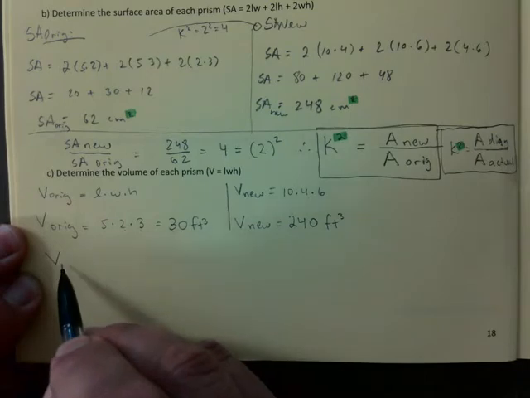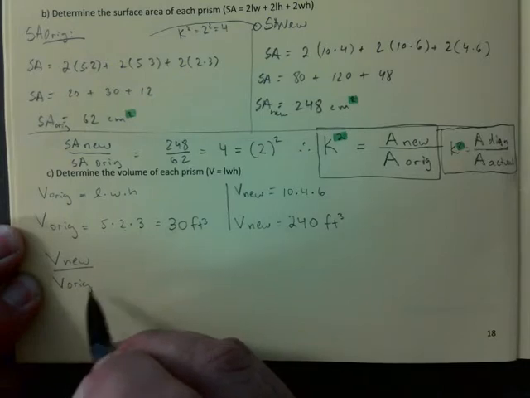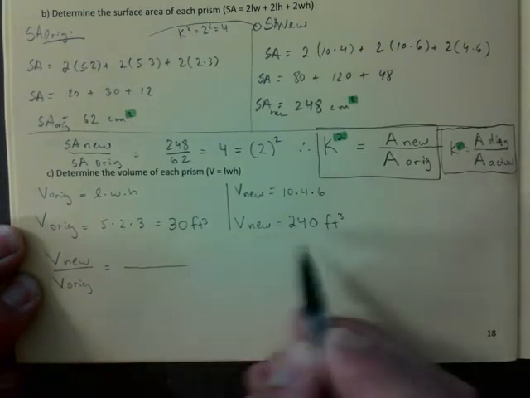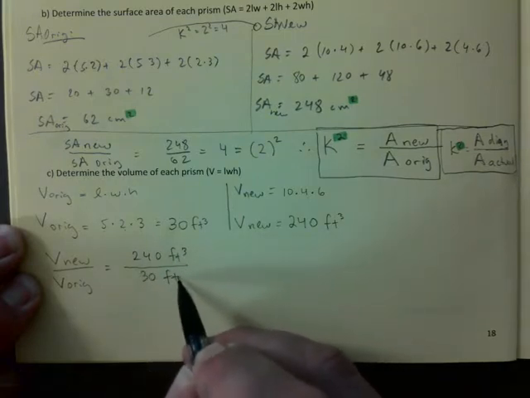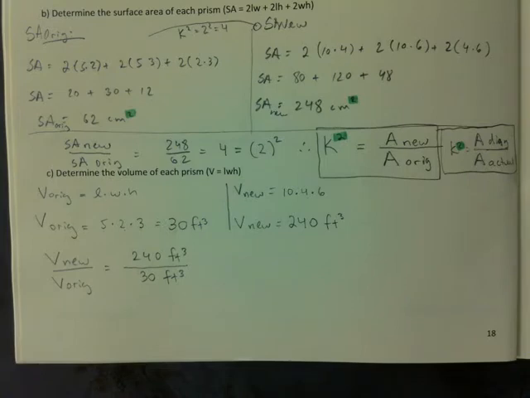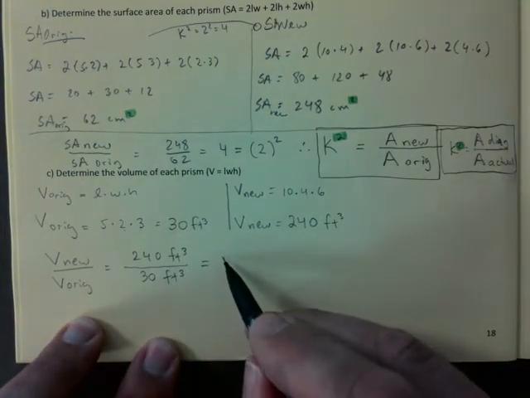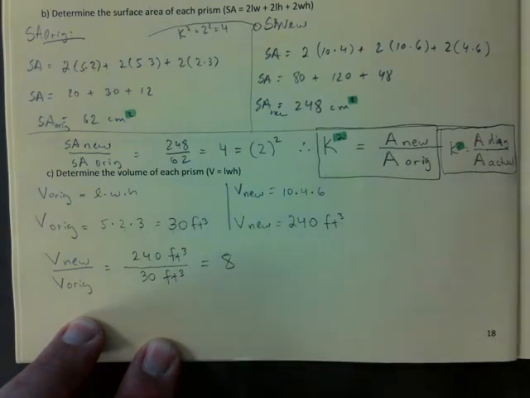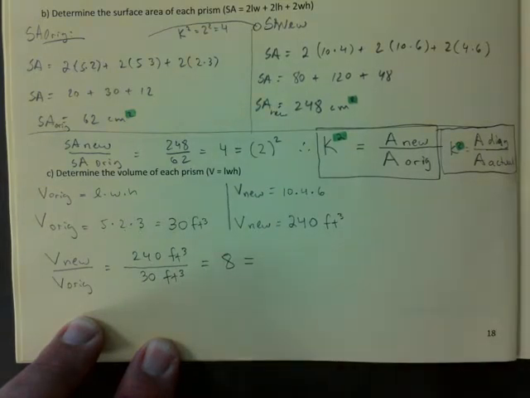And so if we were to say, hey, the volume of the new divided by the volume of the original, if we compared those two and we stacked them, okay, what is 240 divided by 30 on a Friday morning? That'd be 8, right? 8. But I want to write this in terms of k.